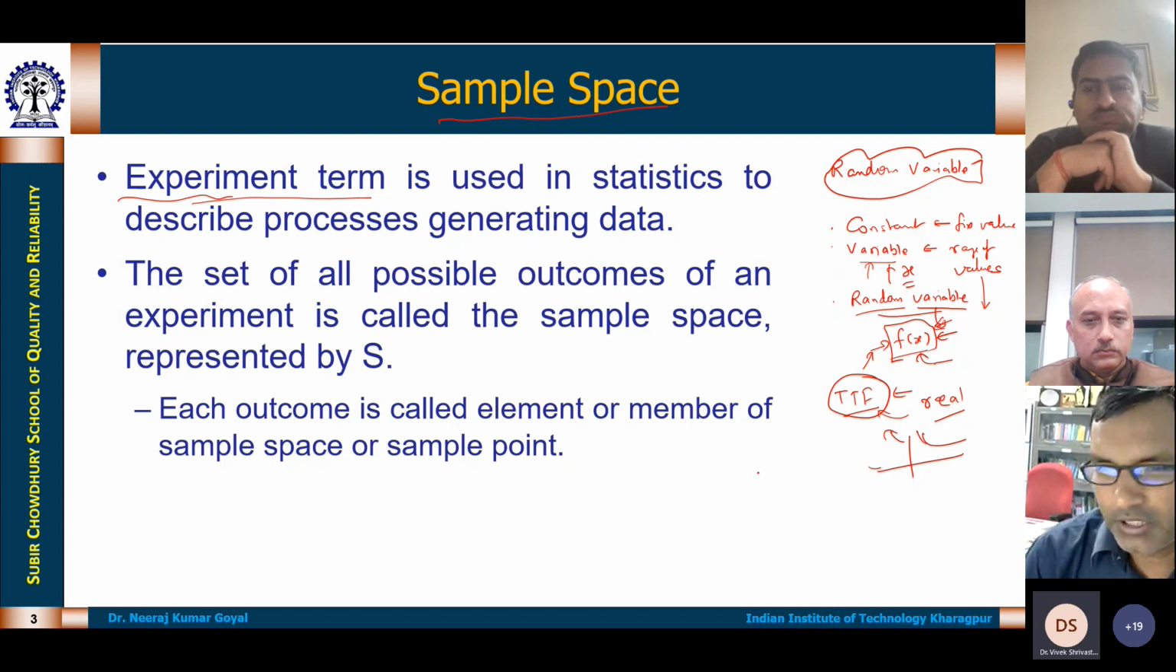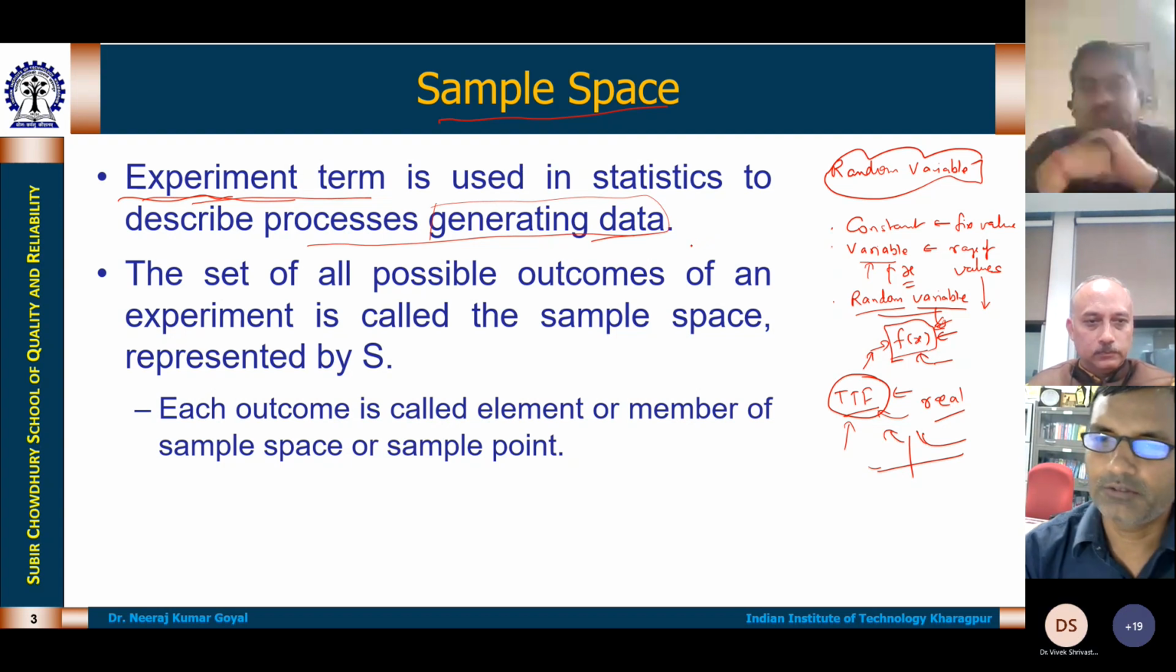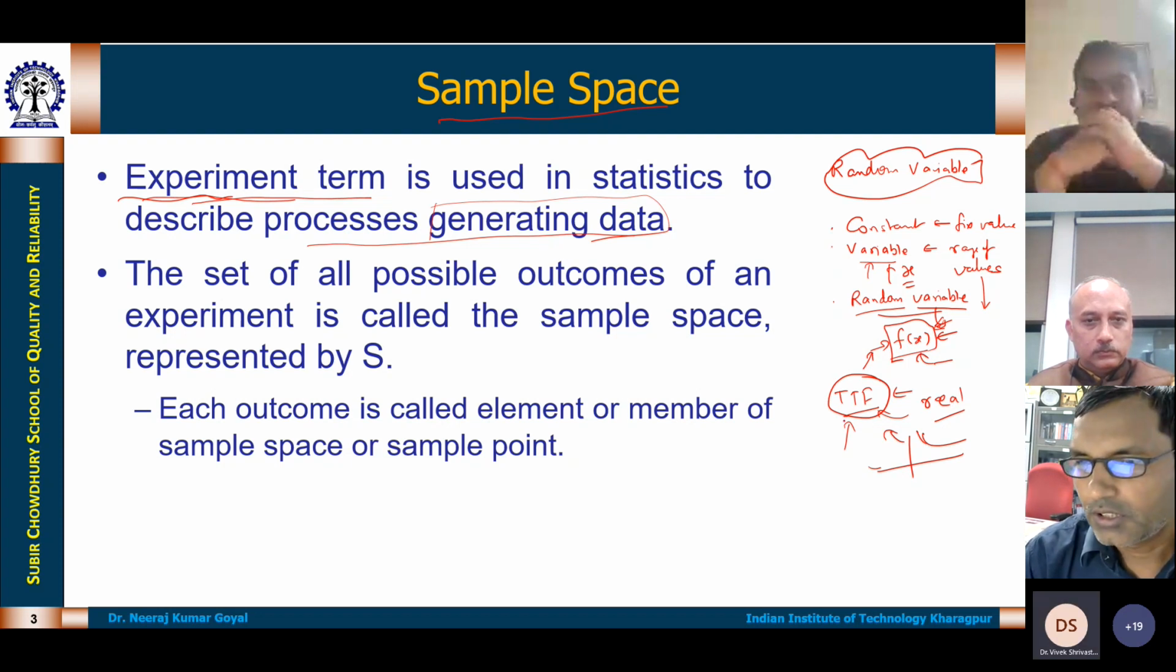Here, generally we use a term, experiment, in statistics. The experiment term we use to describe the process for generating data, right? Now TTF, how will we know what kind of distribution it will have? We will only know if we have a certain experiment, that means certain data. Once we have the data, only then can we say whether this is a random variable and what kind of values it can have.